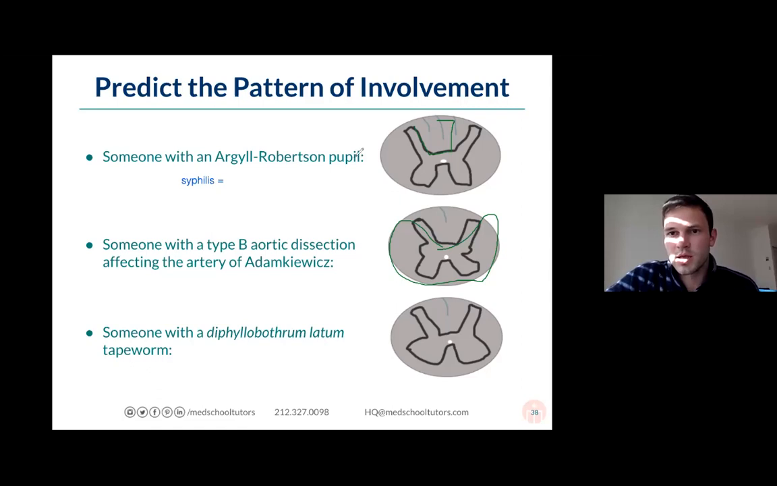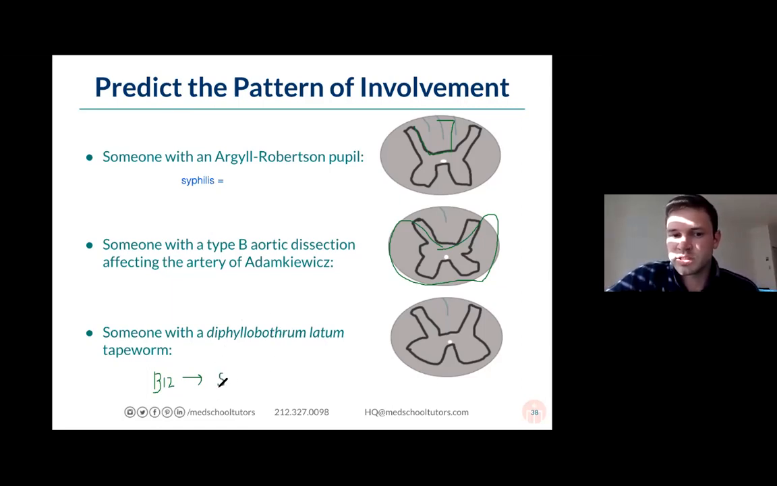All right, someone with a Diphyllobothrium latum tapeworm. Okay, great. See, everyone, step one is the worst, because has this ever happened in real life? I don't know, probably. Has anyone ever seen it? Maybe. So B12 deficiency can be induced by lots of things, right? Pernicious anemia, strict vegan diet, and then the rare one is the Diphyllobothrium latum tapeworm.